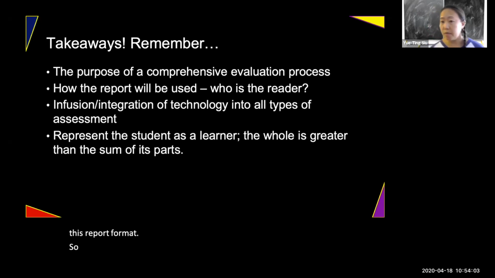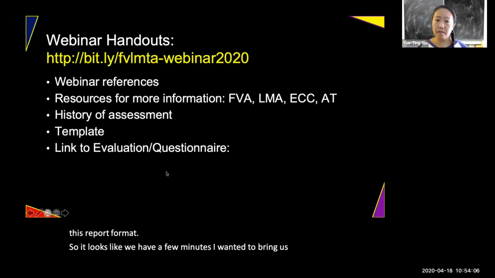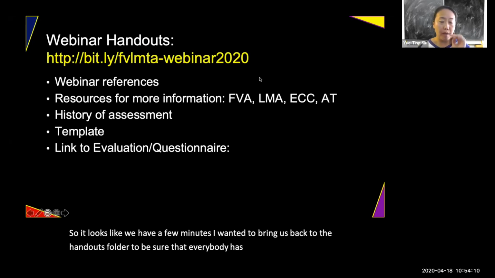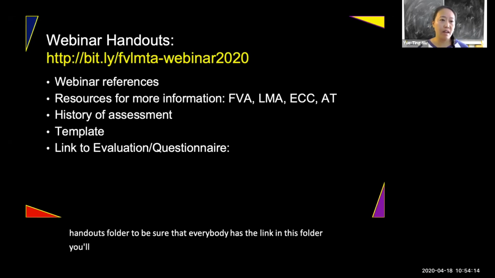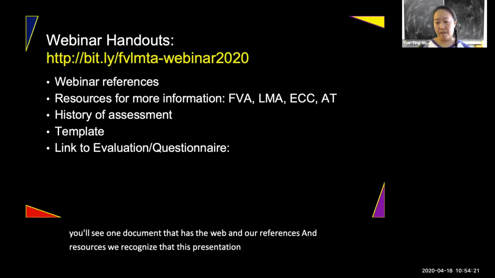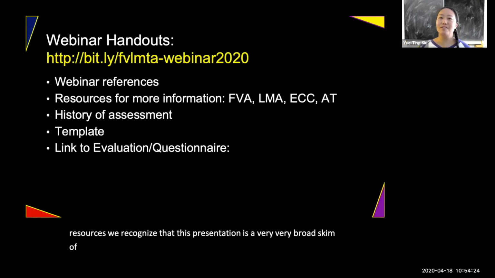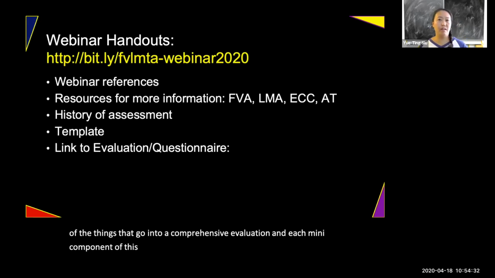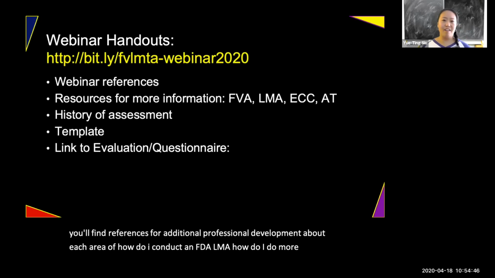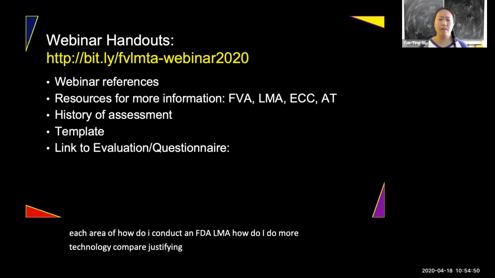format. So it looks like we have a few minutes. I wanted to bring us back to the handouts folder to be sure that everybody has the link. In this folder, you'll see one document that has the webinar references and resources. We recognize that this presentation is a very, very broad skim of the things that go into a comprehensive evaluation. And I mean, each mini component of this process and report could be its own other offshoot of a webinar. So in the references document, you'll find references for additional professional development about each area of how do I conduct an FVA, LMA, how do I do more technology, compare justifying decisions, and how do I evaluate the ECC. So you'll find references and resources there.